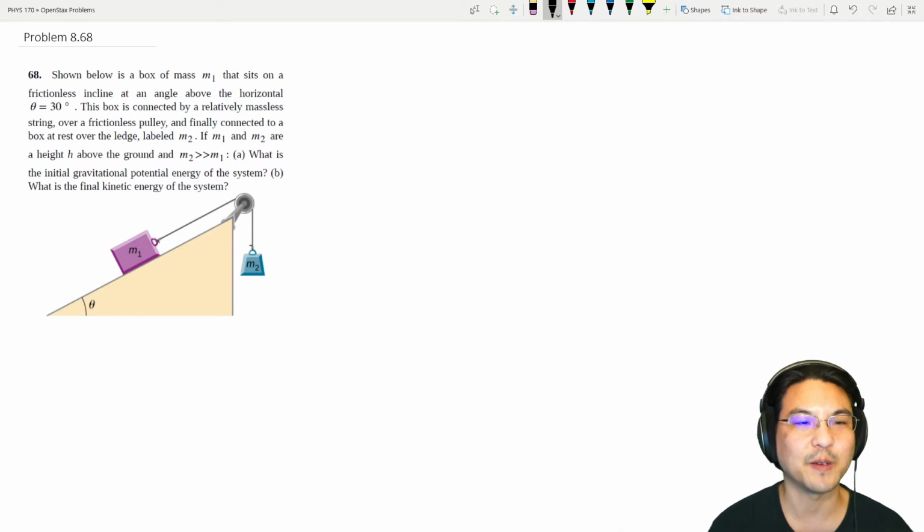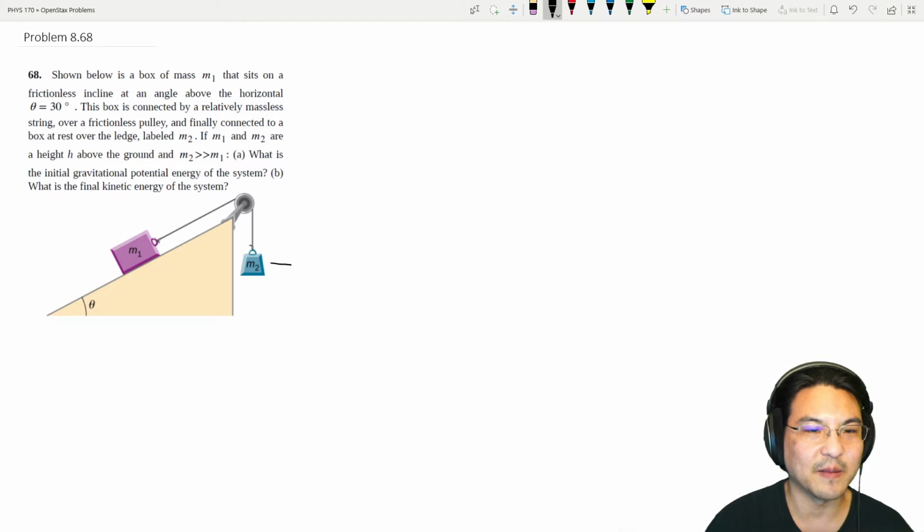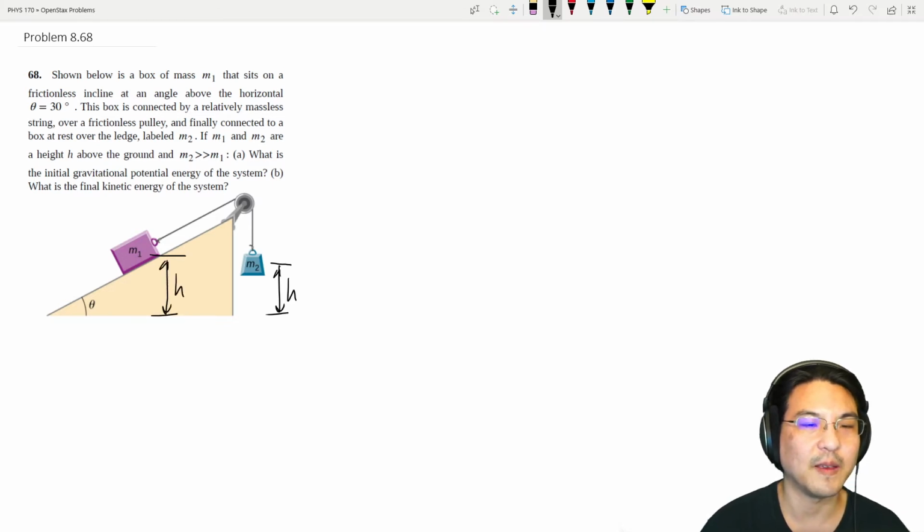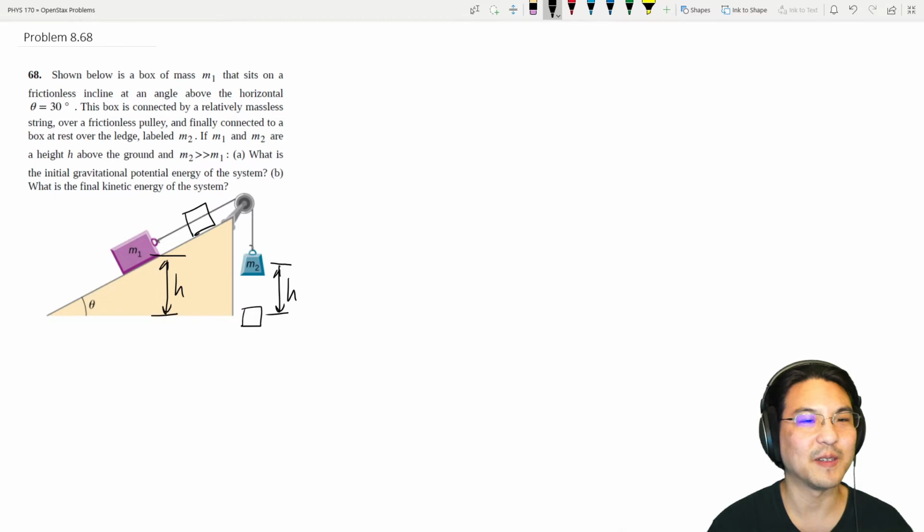So we have two boxes on a frictionless ramp. This is some height h, and this is the same height h. If we release these boxes from rest, block 2 is going to go down over here, and block 1 is going to go up here. Okay, so part A, what is the initial gravitational potential energy?